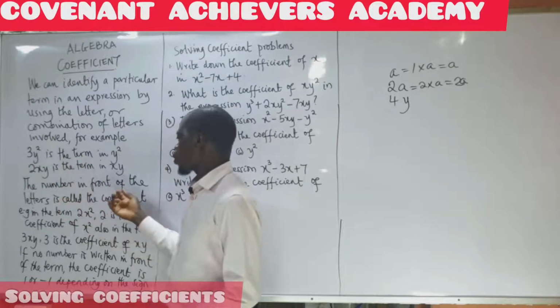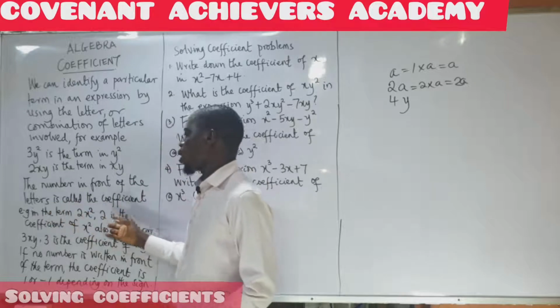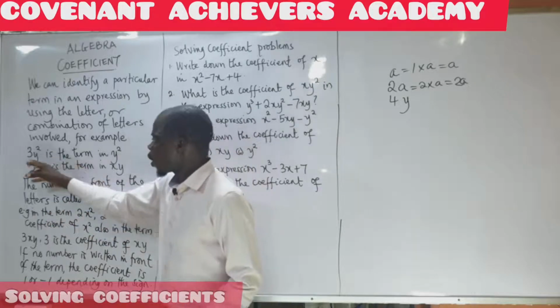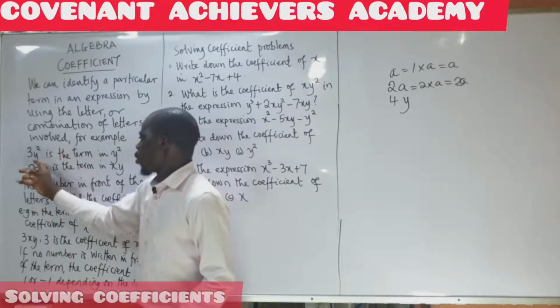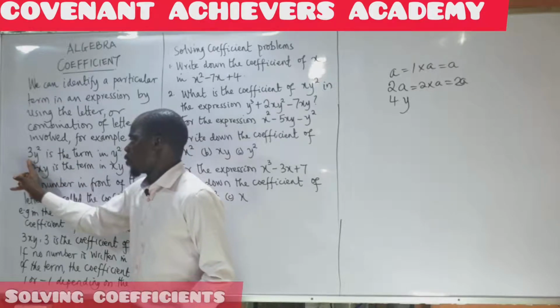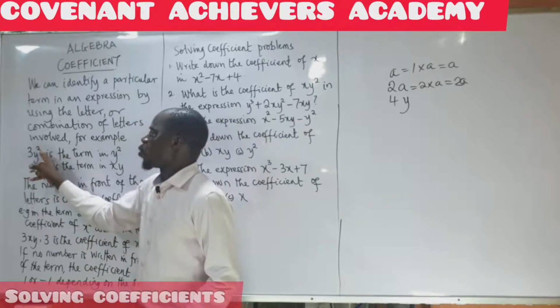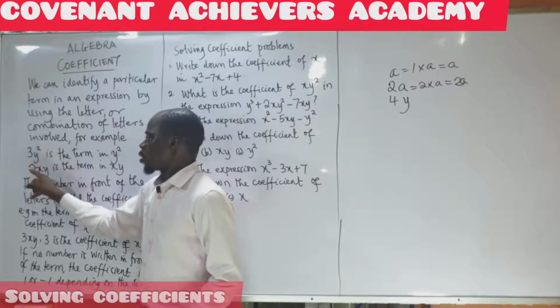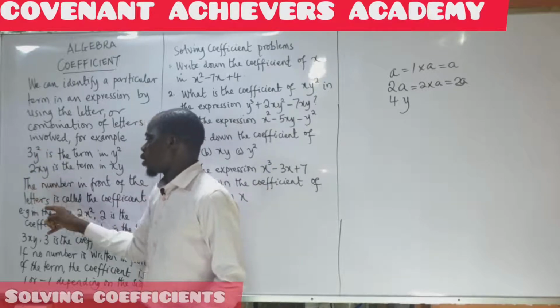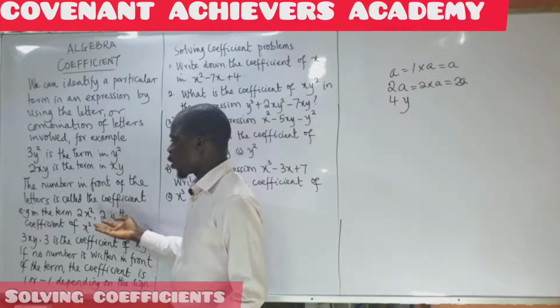Now, the number in front of the letter is called the coefficient. The number you are having in front of the letter that you are having here, this 3 is the coefficient of y squared. This 2 is the coefficient of xy, so that is what we refer to as the coefficient.